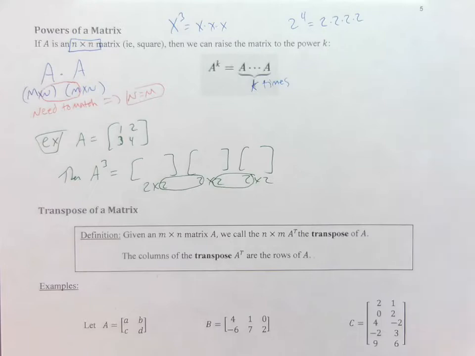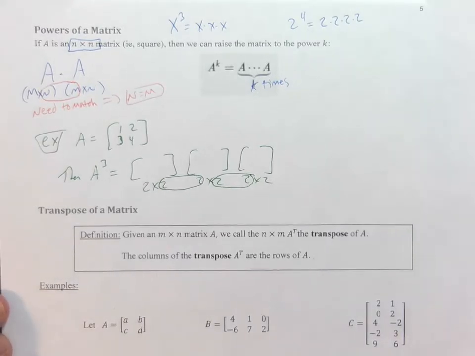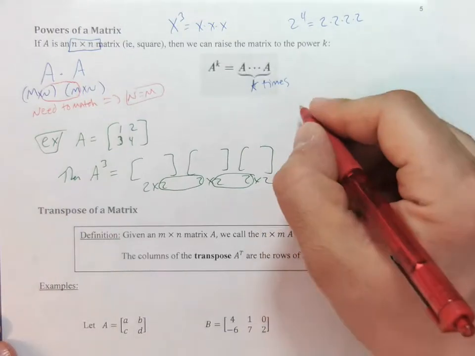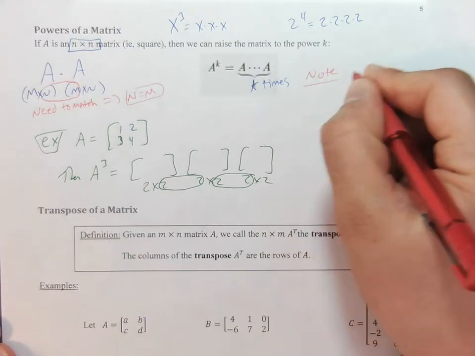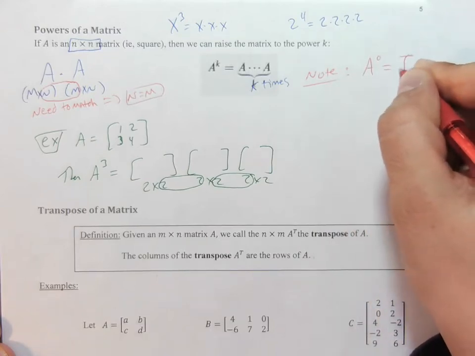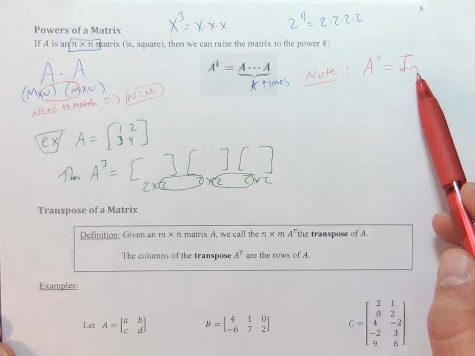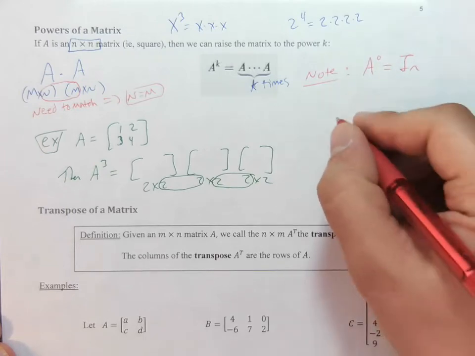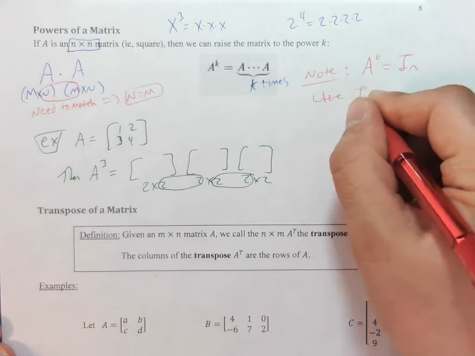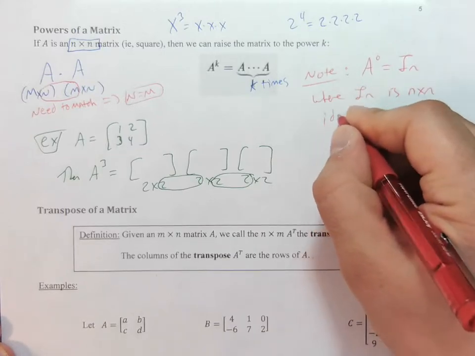The other thing that we should note here is what happens if we raise A to the power of 0? Well, it's similar to what we do when we raise a number to 0. So note, when you do A to the 0, you end up with the identity matrix. And I write I sub n because it depends on how big the matrix A is. And so I sub n is the n by n identity matrix.